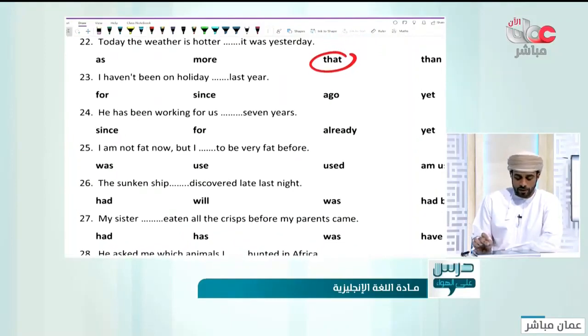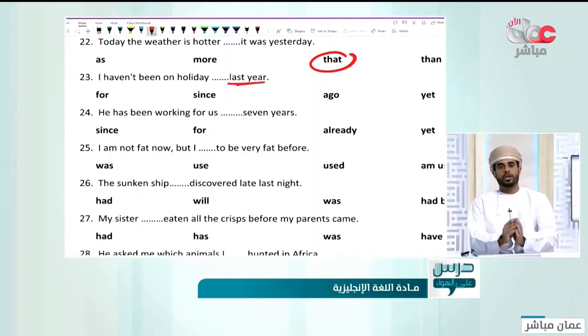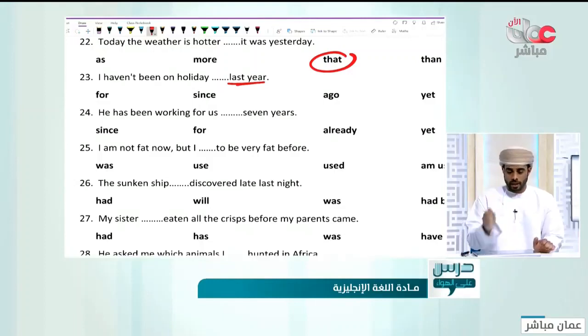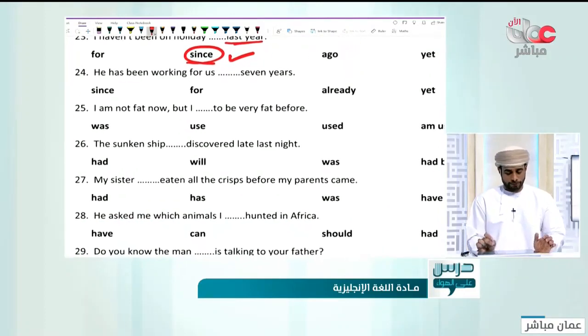23. I haven't been on holiday last year. Nice. Teacher, last year, is it a period of time or a point of time? Think of it. It is a point of time. It's a point. Last year. So since last year is the correct answer. Good. He has been working for us 7 years. A period of time or a point of time? It's a period of time. For 7 years. Correct answer.